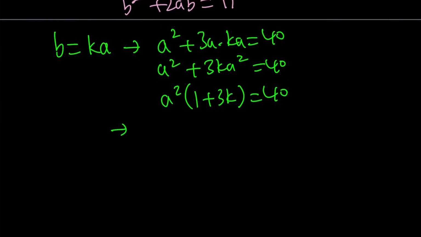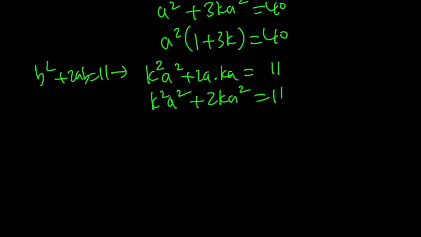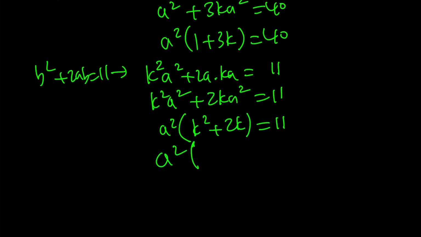B squared plus 2ab is equal to 11. And now we're replacing b with ka, so k squared a squared plus 2a times ka equals 11. This is k squared a squared plus 2k a squared equals 11. And then if you take out a squared like before, you get k squared plus 2k equals 11. Let's go ahead and copy the other equation here.